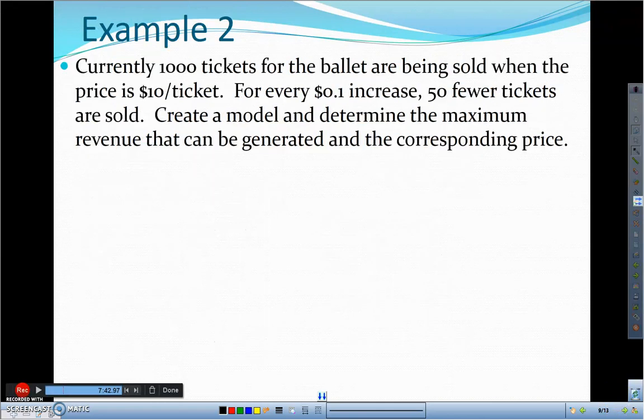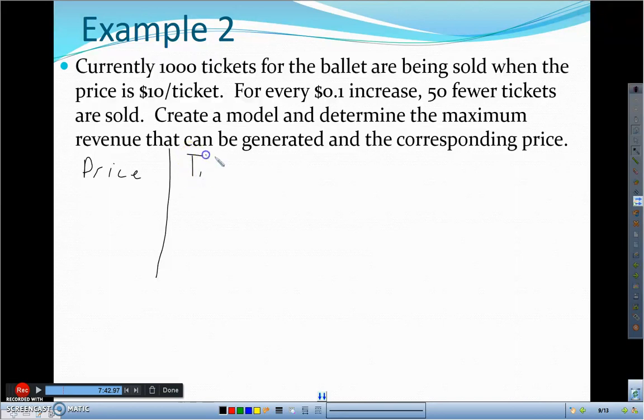With this second example, it's going to be a little bit more complex. Currently, there's 1,000 tickets for a ballet that are being sold, and the ticket price is $10 per ticket. For every 10-cent increase, there are 50 fewer tickets that are sold. We have to create a model and determine the maximum revenue that can be generated by the corresponding price. This is really important to have charts when you explain these so you understand where the equations are coming from.